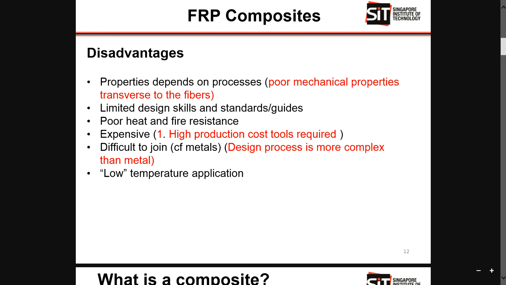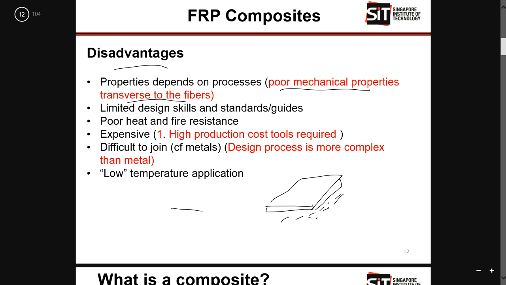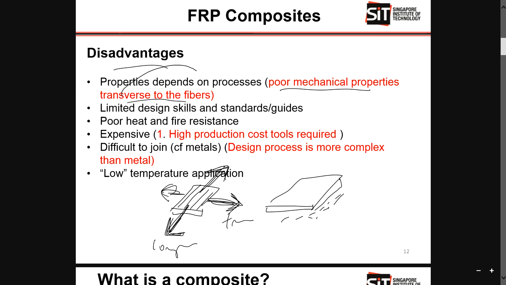And the next thing is the disadvantages. It has poor mechanical properties transverse to the fibers. So meaning if this is your matrix, and these are fibers, let's say I have a matrix like this, and I have fibers that are aligned in this manner. If you pull in this direction, they call this the longitudinal direction. If you pull in this manner, you call this the transverse direction. Apparently if you pull in this direction, you are stronger. However, you have poor strength in this transverse direction. This is just what it's trying to say.